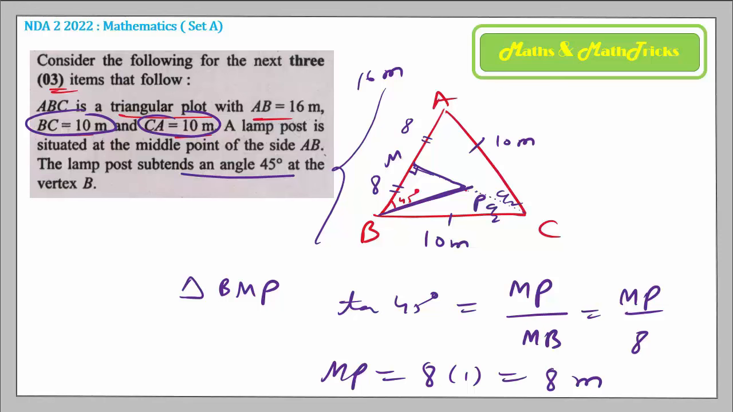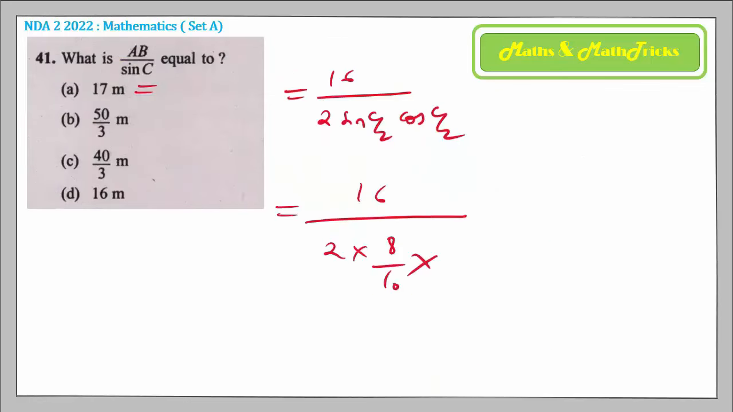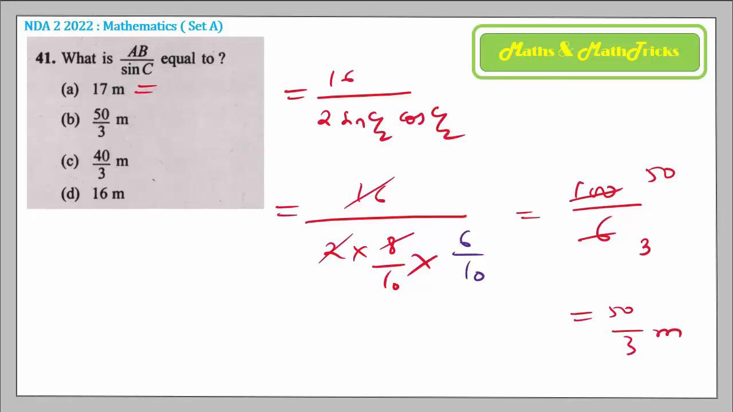It will be 10 square minus 8 square, which will be 36, that is 6. Okay, by Pythagoras theorem. So you can easily find out, see, this MC square is equal to 10 square minus 8 square. So it's 36, right? So it's 6. So MC we have 6, and again hypotenuse 10. So what do we have? 6 by 10. So if you simplify this now, 2 8s are 16 cancel. You have 10 into 10, 100 by 6, which is 50 by 3 meters. That is the answer, option B for this.